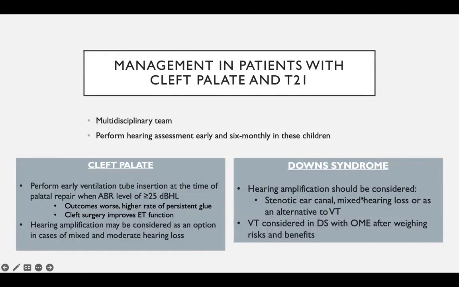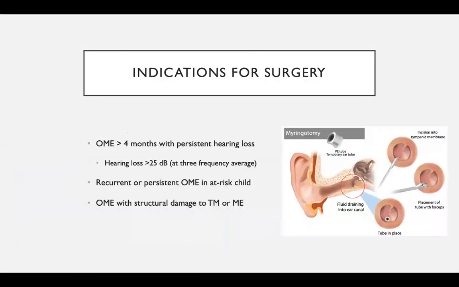They also, if they have a mixed hearing loss, you can consider a hearing aid as an alternative to a ventilation tube insertion. And you consider grommet insertion in Down syndrome with OME after weighing the risks and benefits, but this is for all special populations. So moving on to the indications for surgery.